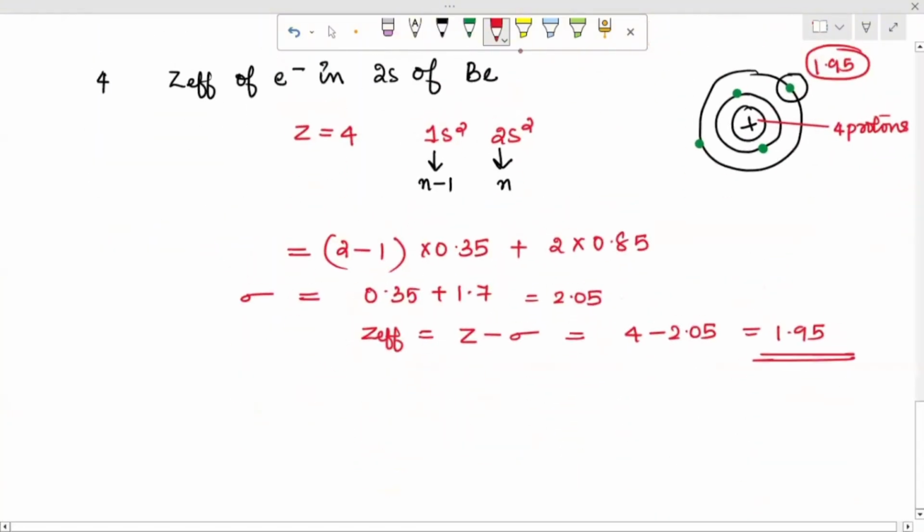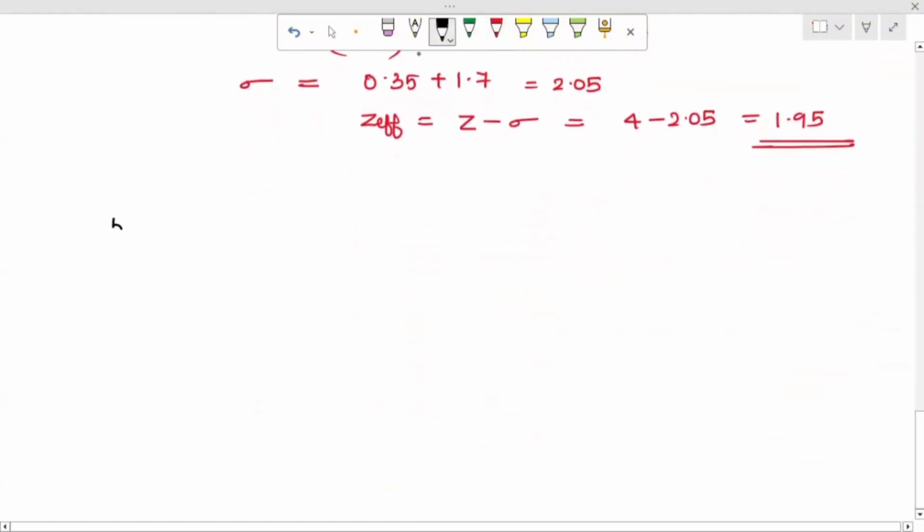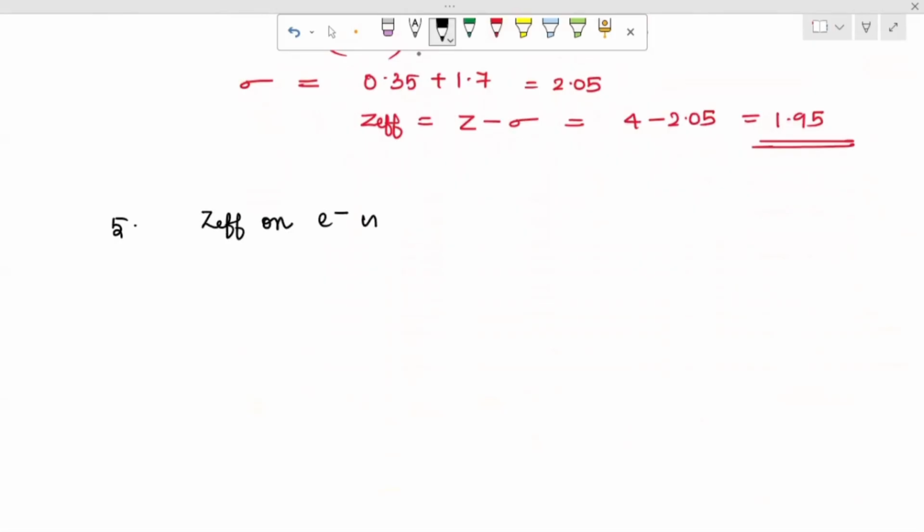Okay. Let's continue with boron. So Z effective on electron in 2p of boron. Now pay attention over here. Z of boron is equal to 5 and that is 1s2, 2s2, 2p1. Now identify the n value over here. N is equal to 2 and you have to consider the electrons in all the types of orbitals. Not only 2p, 2s also. This is n. This is n minus 1.